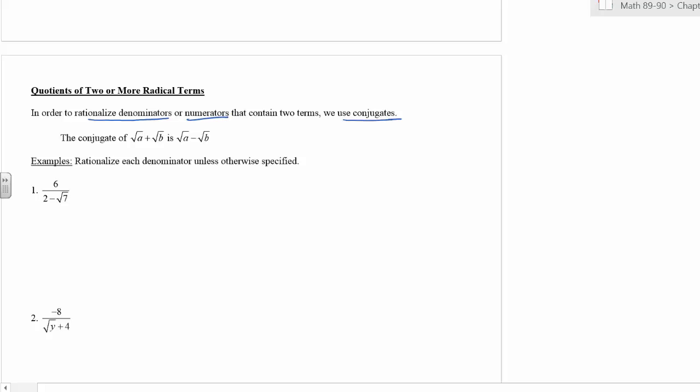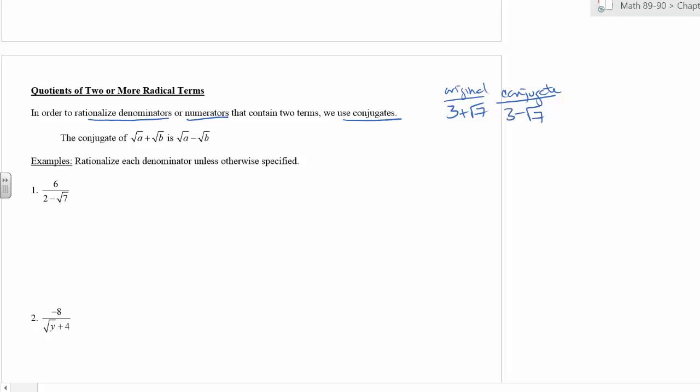The conjugate of the square root of a plus the square root of b is the square root of a minus the square root of b. So if you're looking at conjugates, let's say we have 3 plus the square root of 7. This is the original, and then the conjugate. You just fix the first term and change the sign on the second term. So the conjugate would be 3 minus the square root of 7.